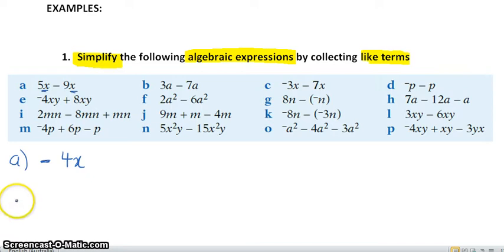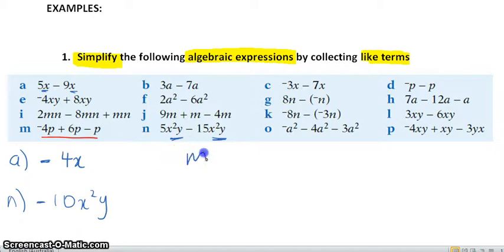Let's try another one, for example, question n. 5x squared y minus 15x squared y. Now are these like terms? Yes, they are, because they both have an x squared y term. So I'm going to do 5 take away 15, which is negative 10x squared y. Sometimes we're even looking at where operation symbols are different. Let's try question m.